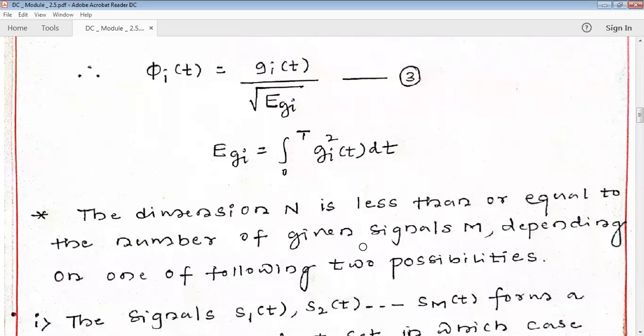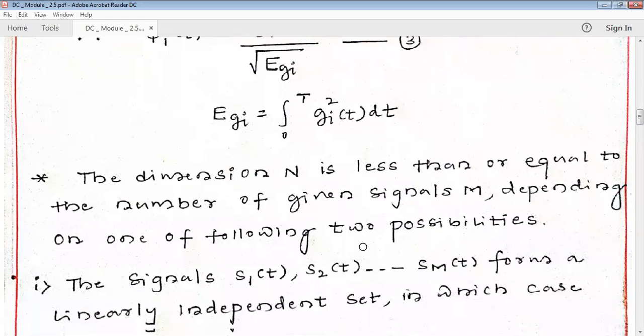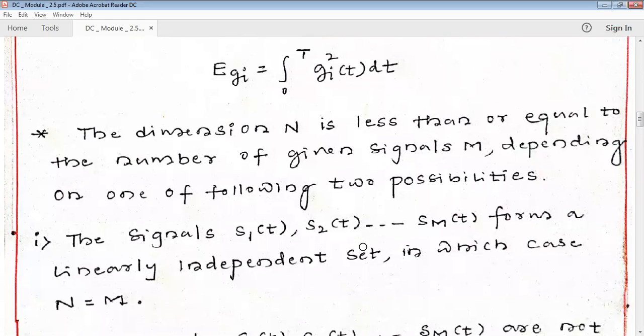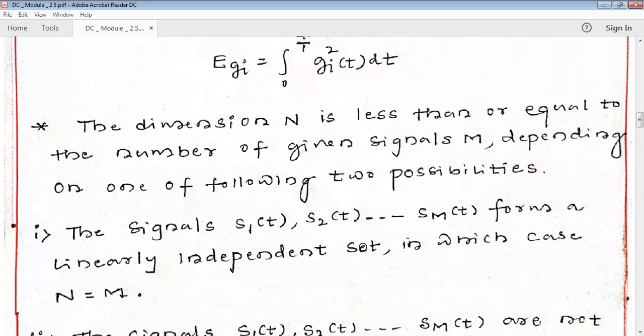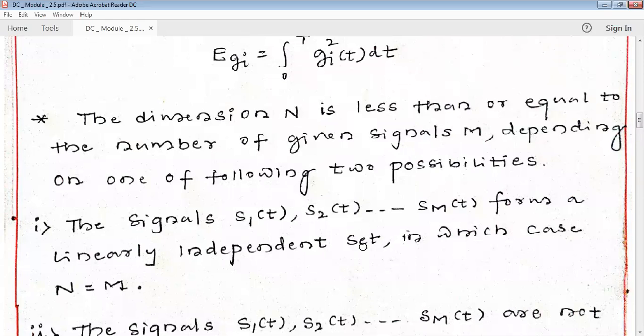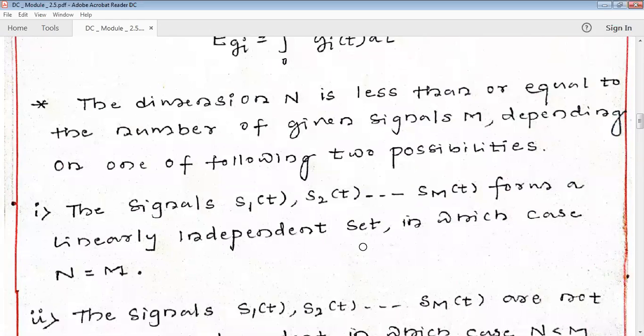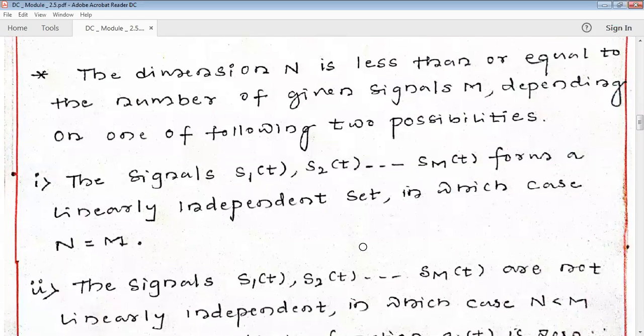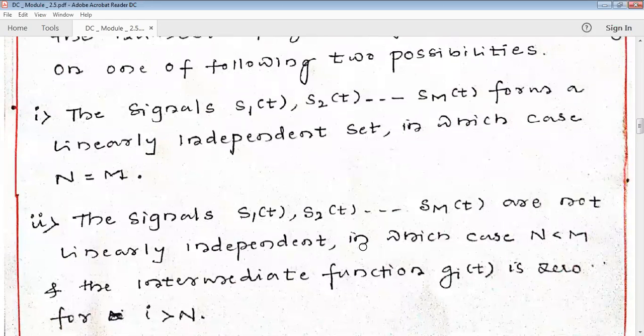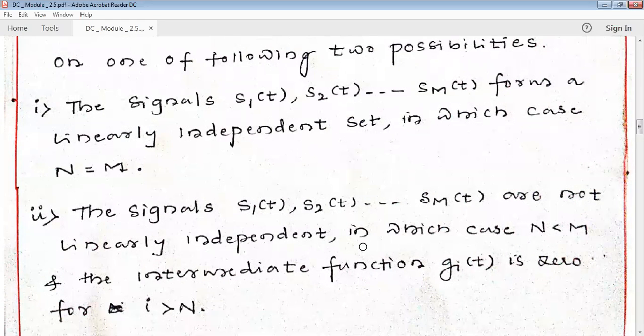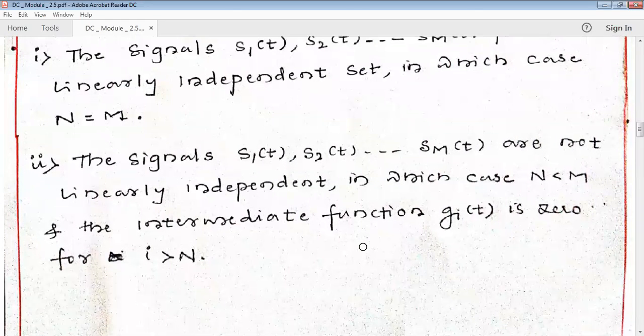And one important thing you have to remember is that the dimension N of the basis functions should be less than or equal to the dimension M of the signal set S_i of t. So we have two conditions, and depending upon those two conditions, we have to choose whether N should be less than or equal to M, or N should be equal to M. The first possibility is that the signals S1 of t, S2 of t, and so on up to S_M of t form a linearly independent set, in which case we have to choose N is equal to M.